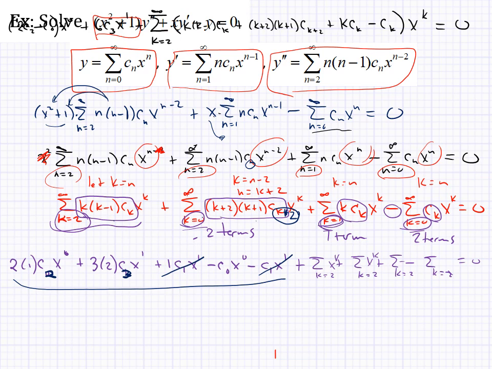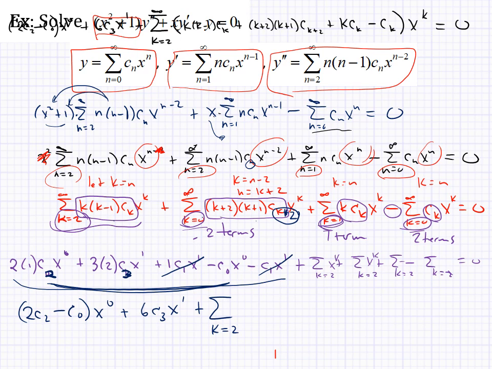So what do we got here? We got these two c sub 0 terms. Okay. We're going to clean that up. So what do we have? We're going to have 2c2 minus c0, and that's going to be my x to the 0 coefficient. Then I have 6c3, and that's going to be my x to the first coefficient. Then I'm going to have everything else.